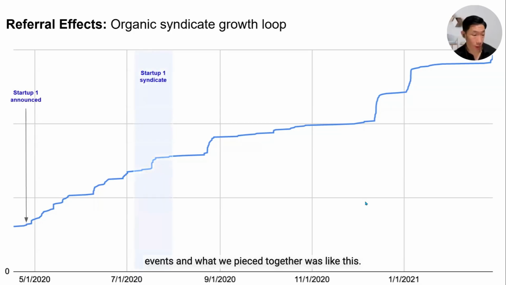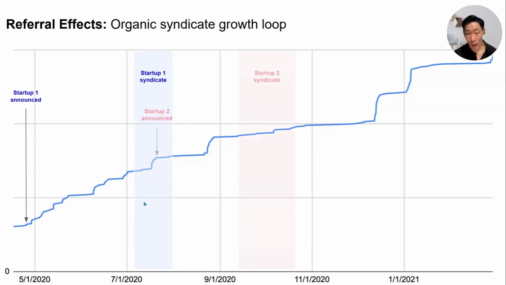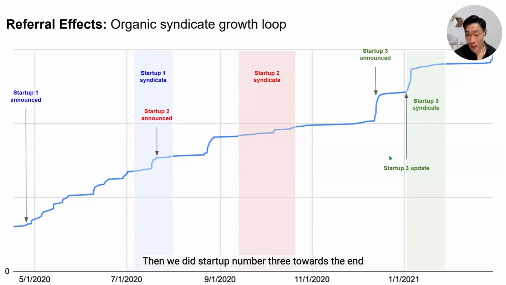like this. In May of 2020, I announced my first startup. And in July, I ran the syndicate itself. So I was giving updates, communicating with investors, all of that stuff. I announced my second deal in July and I ran the syndicate in December. Then we did startup number 3 towards the end of 2020 into early 2021. And then we also layered on another syndicate deal at the end of 2020.